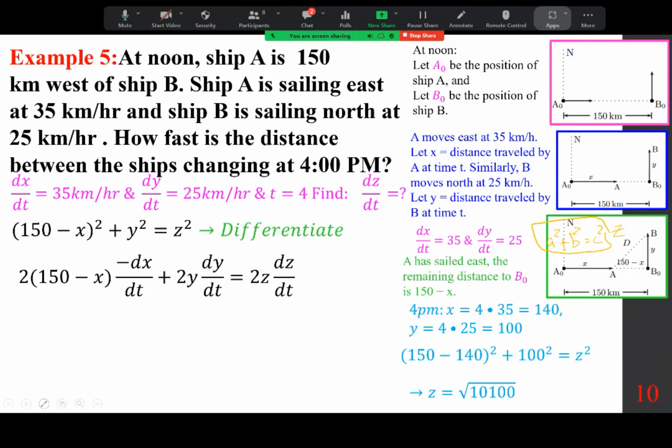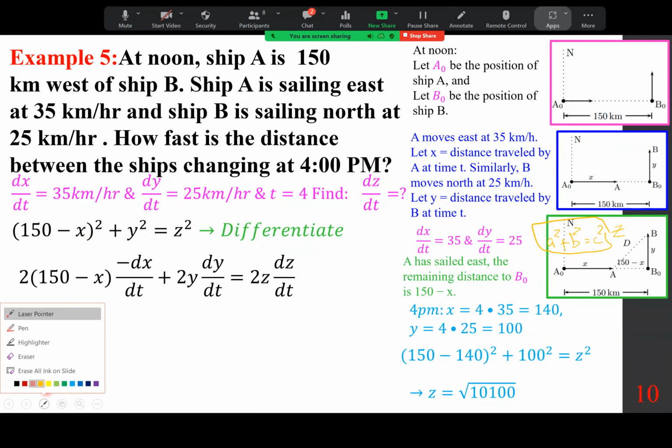Again, let me just write that. So the left side is 100 plus 10,000. And z is the square root of that precisely. You use a calculator for a rough value and however many decimals.